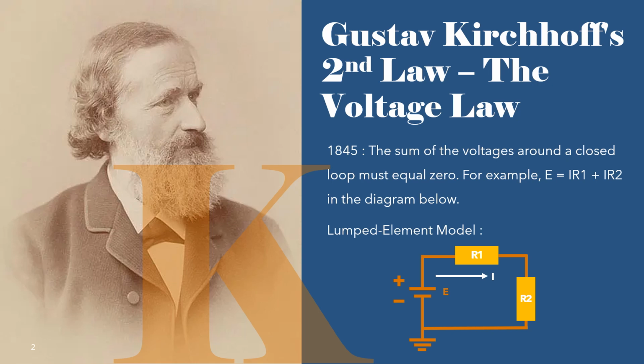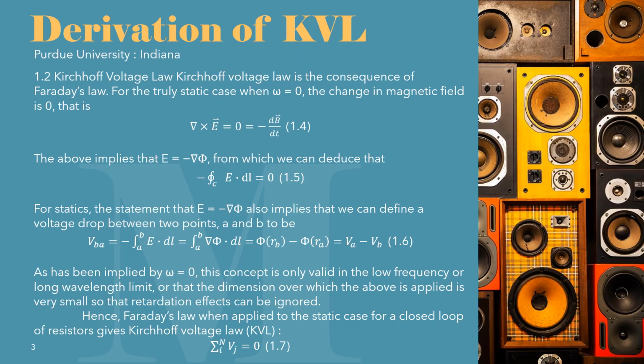It states that the sum of the voltages around a closed loop is zero, which makes sense given energy must be conserved. And as KVL is an essential corollary of Maxwell's equations, you can see one of the derivations here. It can be applied to alternating currents.